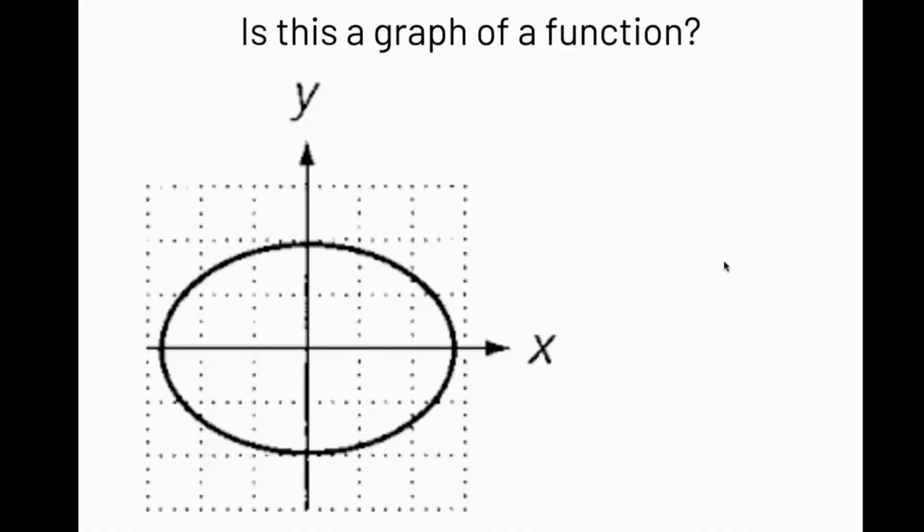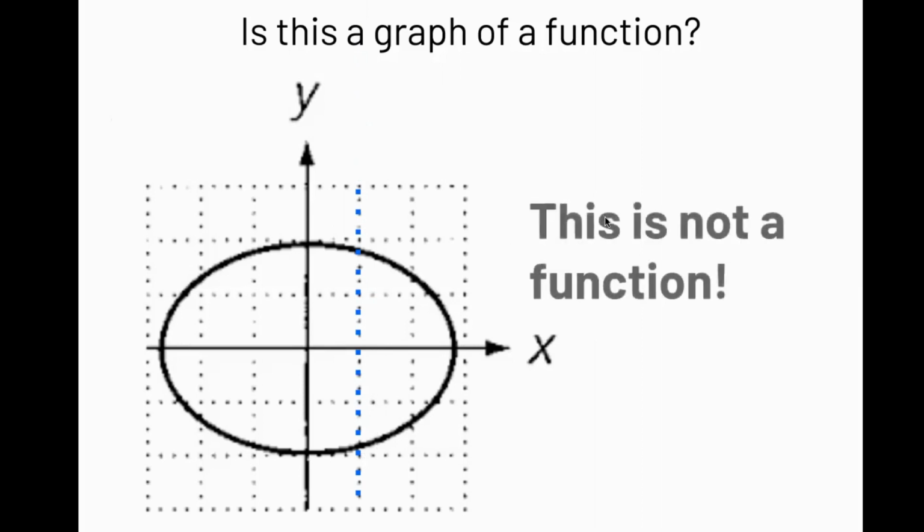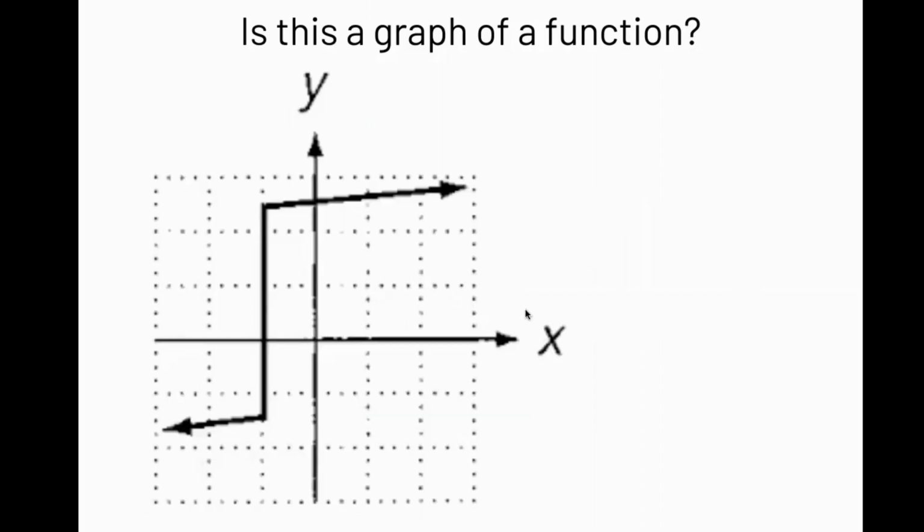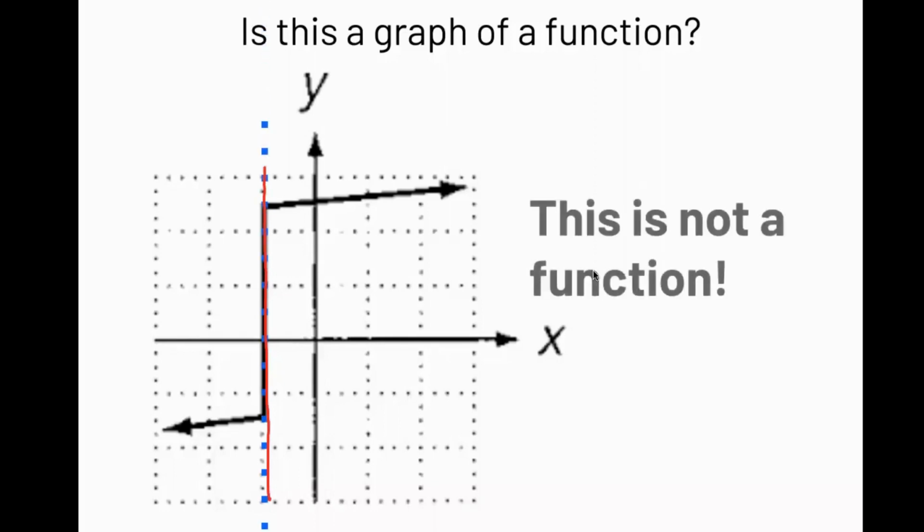Here is another graph for us to try, and if you were to draw a vertical line there, you'd see that the line actually passes through more than one point, and this means that this graph does not represent a function. One last example, if you were to draw a vertical line through any of the points on the graph, if you were to draw one right here, you'd see that the line actually passes through more than one point on the graph. So this means that our graph does not represent a function.